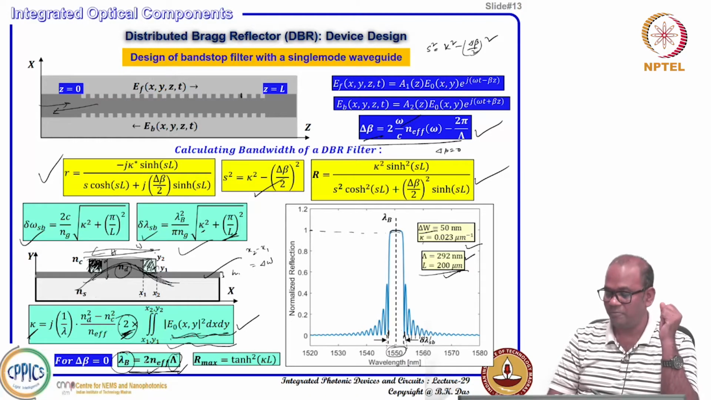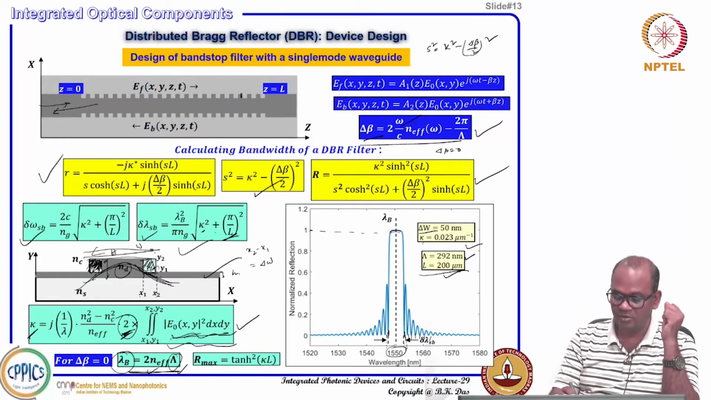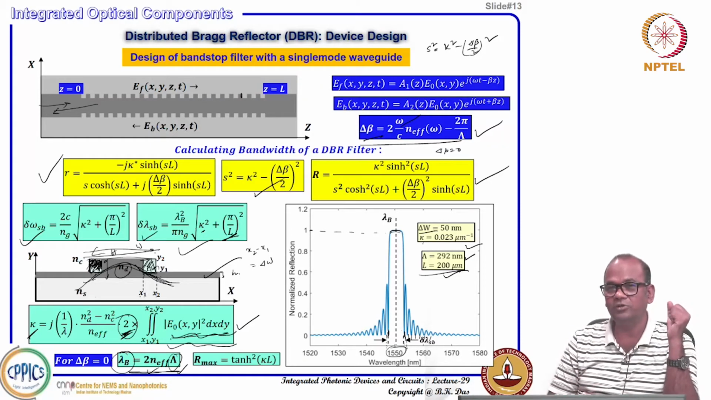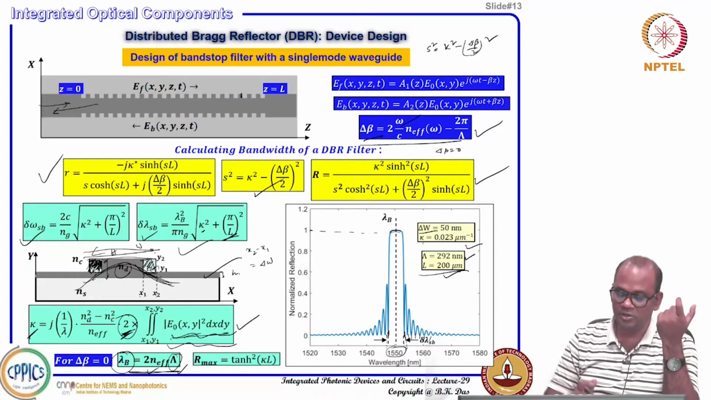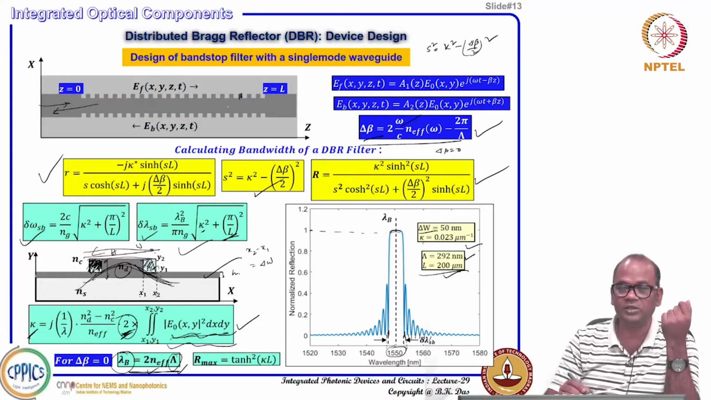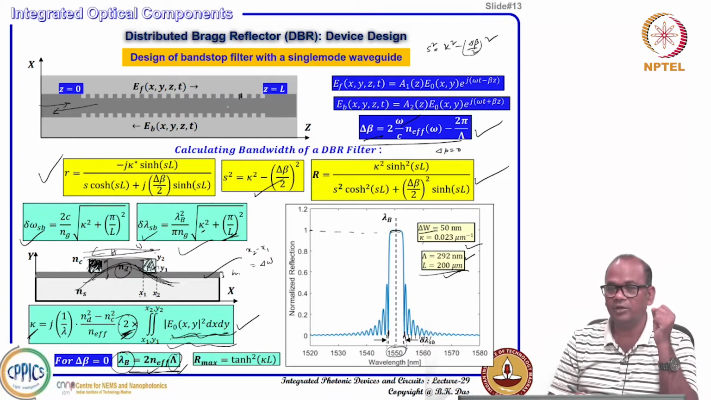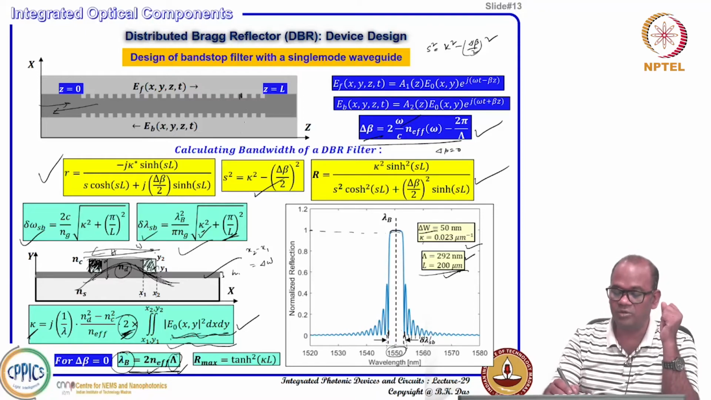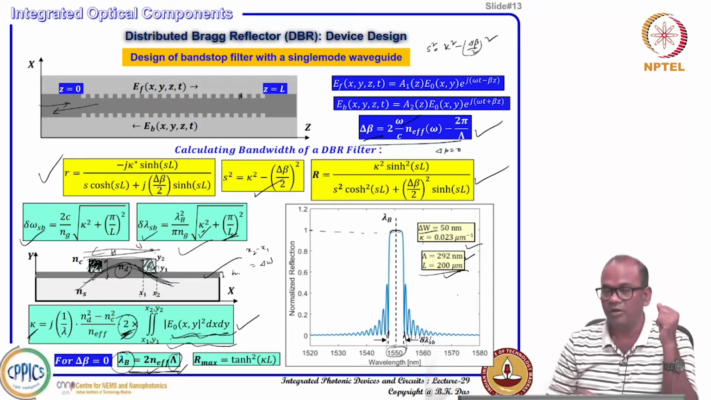Once it is set, you can find how the bandwidth is related as a function of length or kappa. Suppose you need a very narrow bandwidth, then kappa has to be reduced to a smaller value, so that you can control delta W, how much perturbation you have, and get a narrower stop band. If you want it broader, you increase the kappa value, that means you are increasing the perturbation, and then you get a broader stop band.